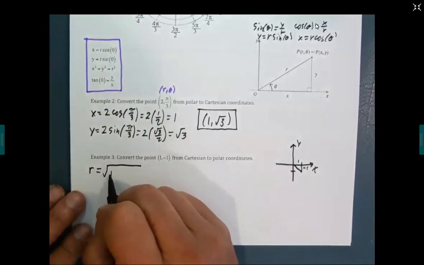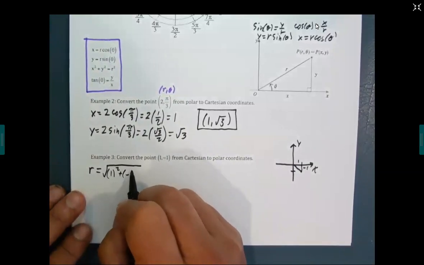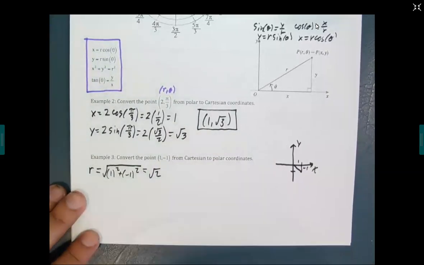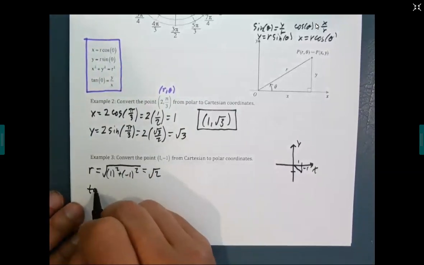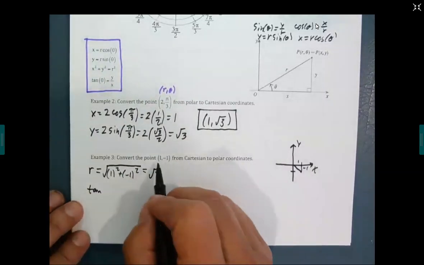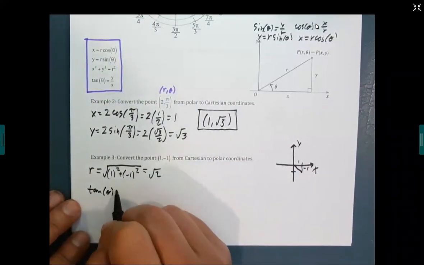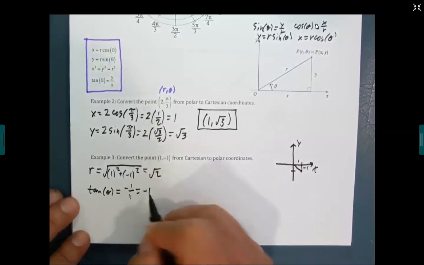This is going to be x squared, which is 1 squared, plus -1 squared. And so my radius is going to be √2. Now I'm in quadrant 4, so I actually have a couple of options. They don't tell us what quadrant or any limits on theta as we're doing this. And so this is going to be -1/1, which is -1.